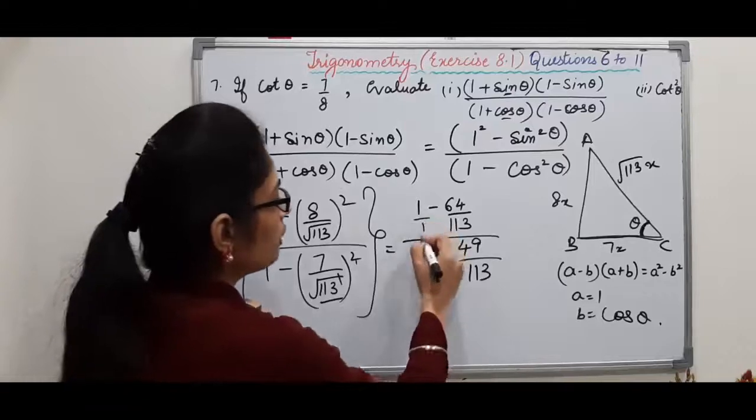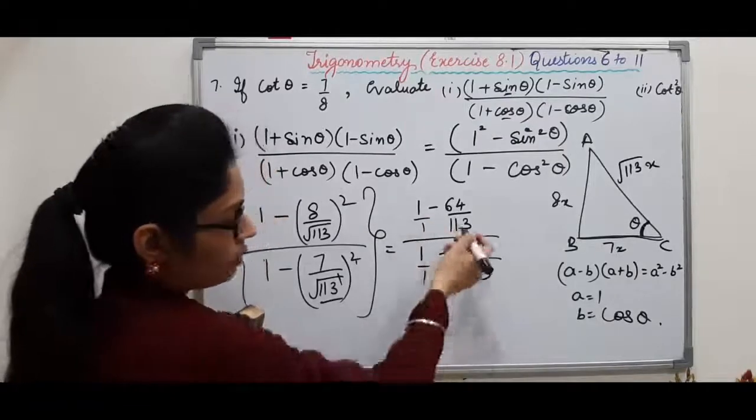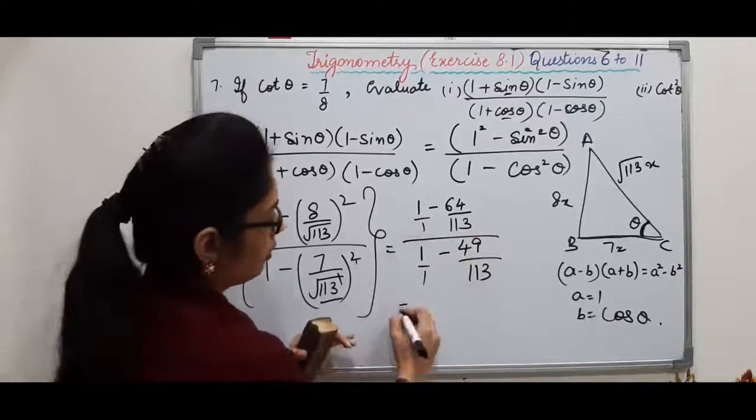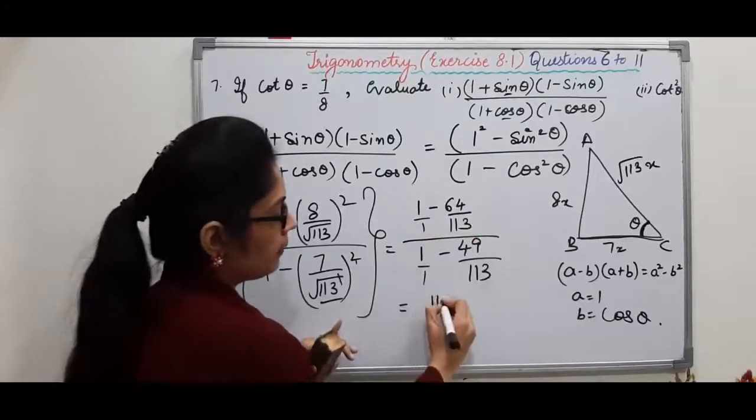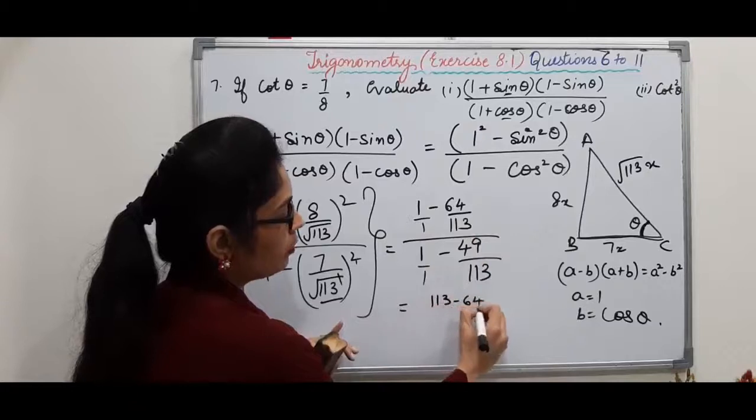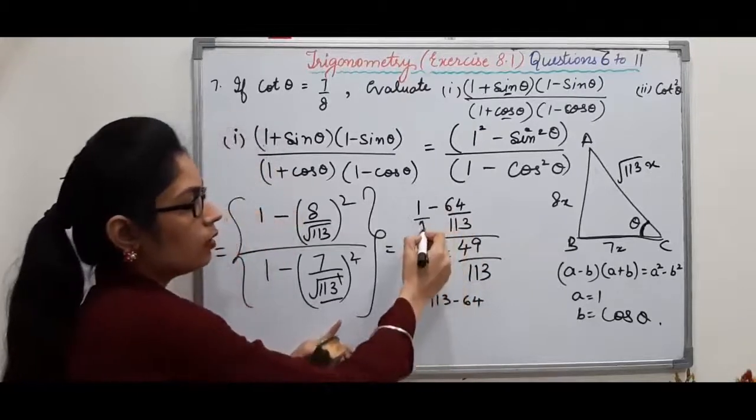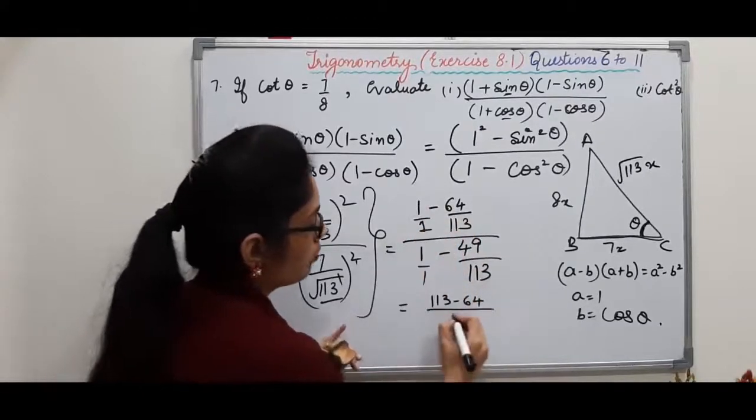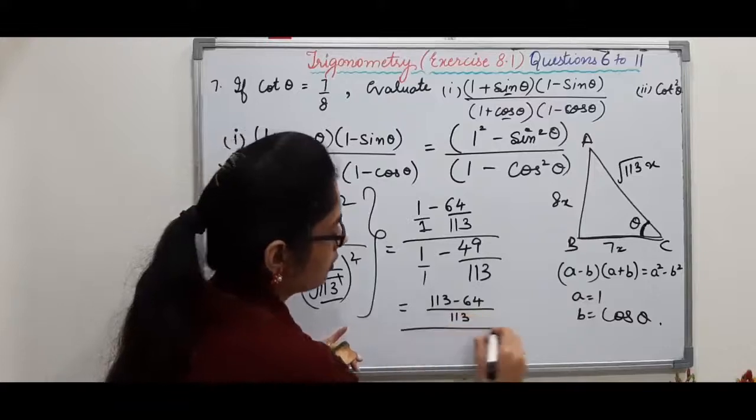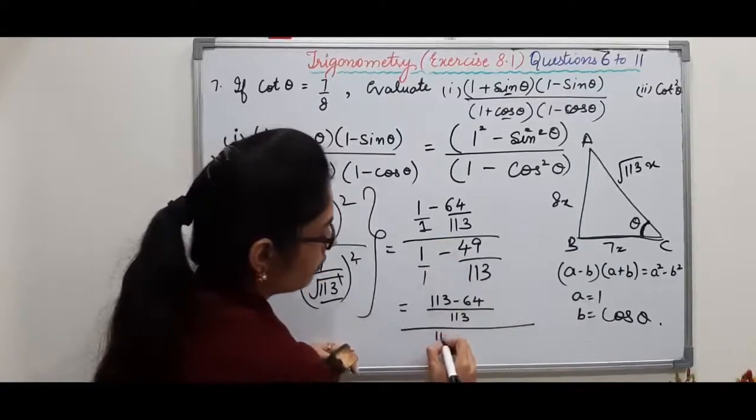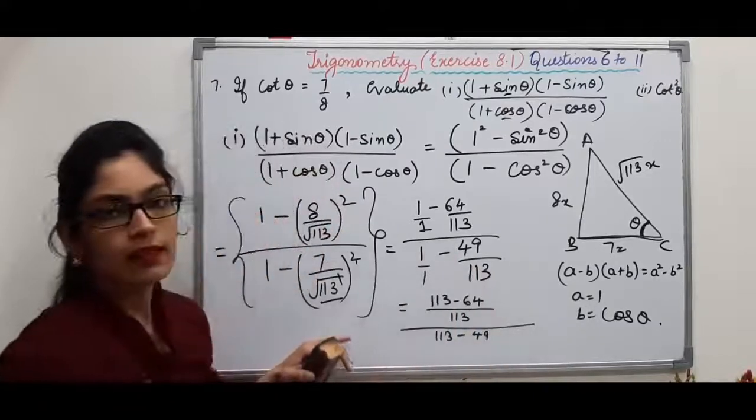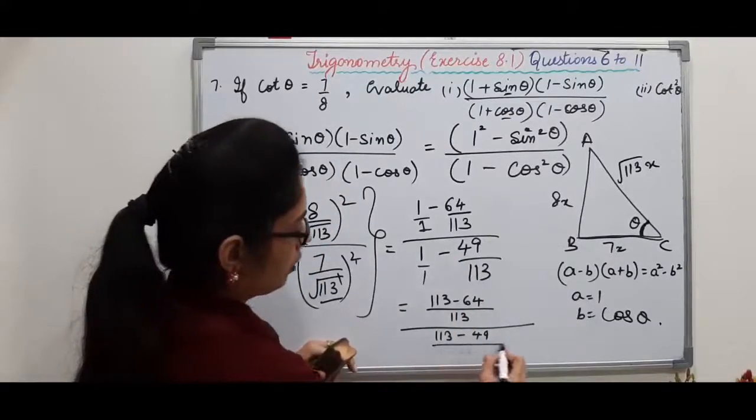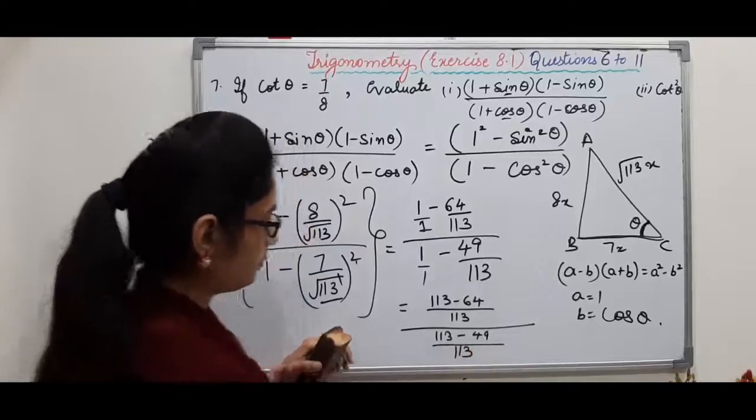Now here we can write 1 by 1, because we have to take the LCM. So if we take the LCM, it will be 113 minus 64, because it is simple. Directly also you can do it. So the LCM is 113. So in the lower term we will get 113 minus 49. We have just taken the LCM. So 113.